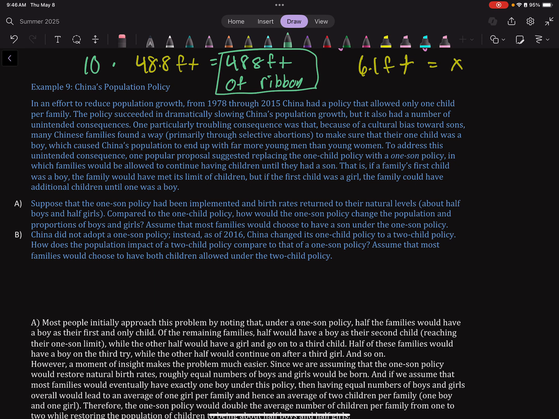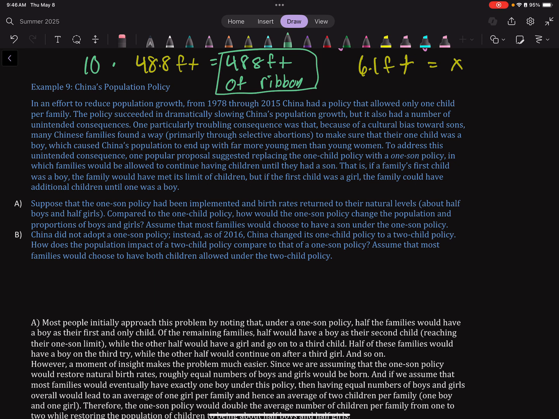To address this unintended consequence, one popular proposal suggested replacing the one child policy with a one son policy, in which families would be allowed to continue having children until they had a son. That is, if a family's first child was a boy, the family would have met its limit of children, but if the first child was a girl, the family could have an additional child until one was a boy.